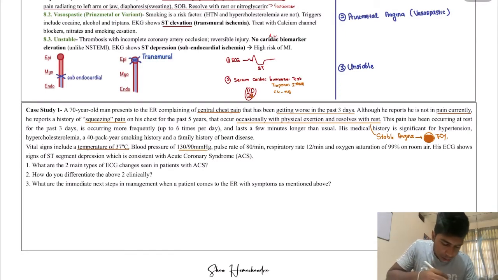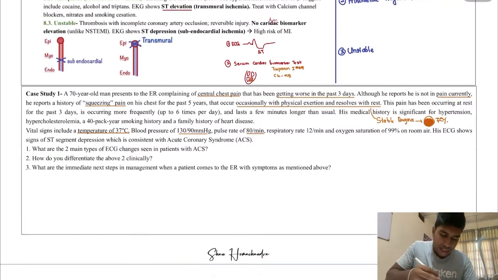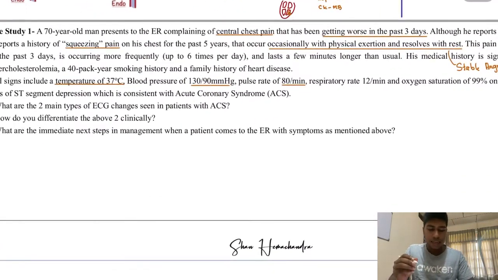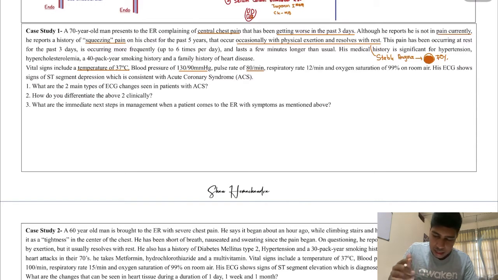Vital signs show normal body temperature, blood pressure slightly elevated. As you know, the normal blood pressure is 120 over 80. Pulse rate okay, but it's a bit high. Respiratory rate normal, oxygen saturation normal. His ECG shows signs of ST depression, which is consistent with acute coronary syndrome. That is some disease of the coronary system, the blood supply. And in this case, the answer is it's stable angina.